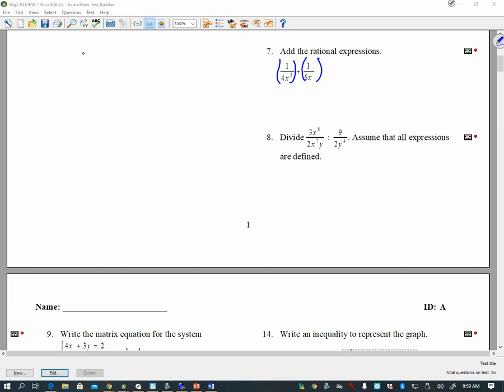What do I have to multiply 4 by to get 12? 3. So 3 over 3 because I want to multiply by something equivalent to 1. Okay, what do I have to multiply 6 by? So 2 over 2, right? Now, that just handles the coefficients 4 and 6. Okay, now I have x cubed. What's the common denominator of x cubed and x? X cubed.